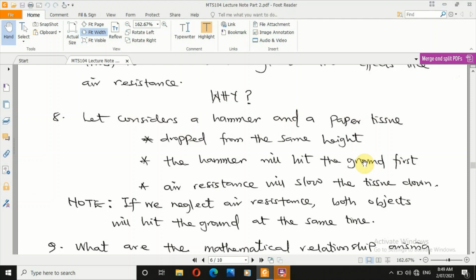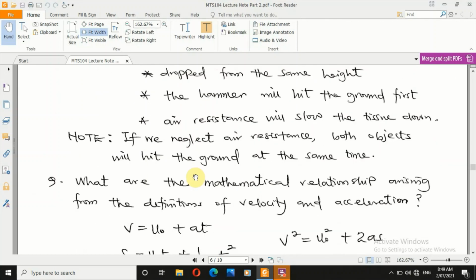The mass of a sheet of paper is very, very small. In fact, in terms of gram, it's still small. And don't forget that the SI unit of mass is kg. So please take note. So let's proceed now. If we neglect air resistance, both objects will hit the ground at the same time.